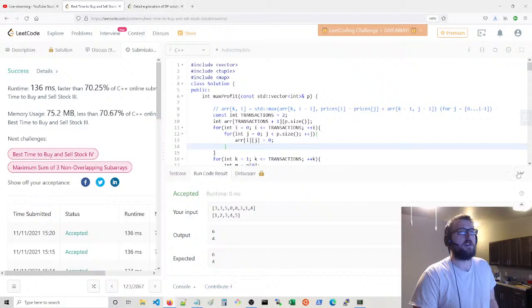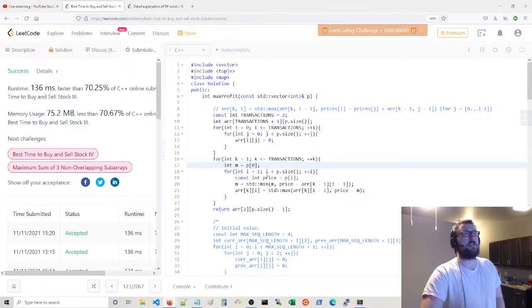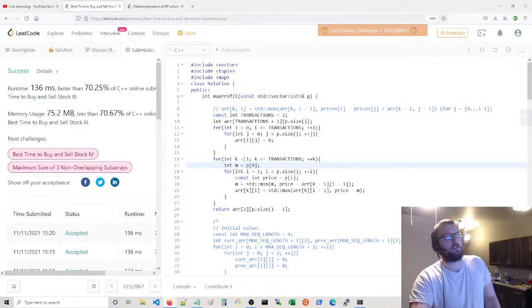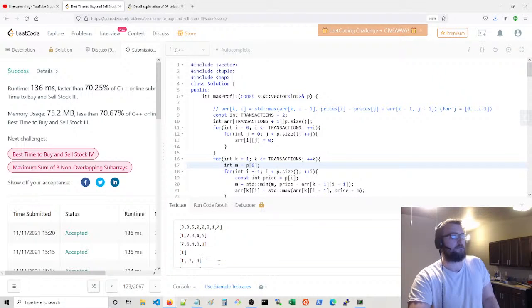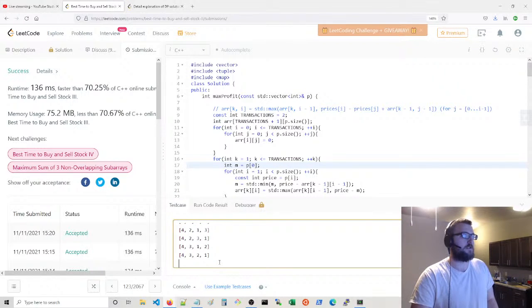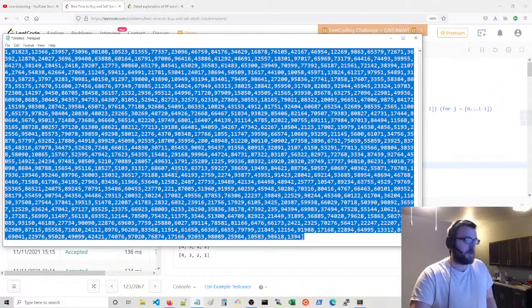That's still correct. So now this is O of k times n already, right? This uses a little bit more memory though, I think. So we go down to our full use test cases.